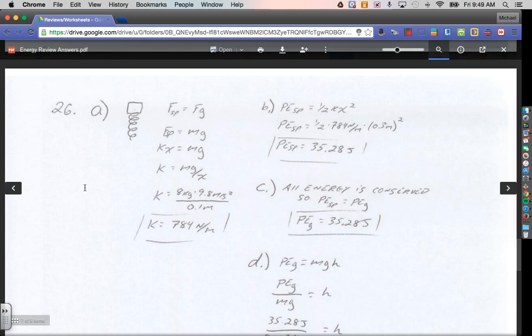Here's the solutions to problems 26 and 27 on your energy review paper. Number 26, an 8-kilogram stone is at rest on a spring. A, the spring is compressed 10 centimeters by the stone. What is the spring constant?